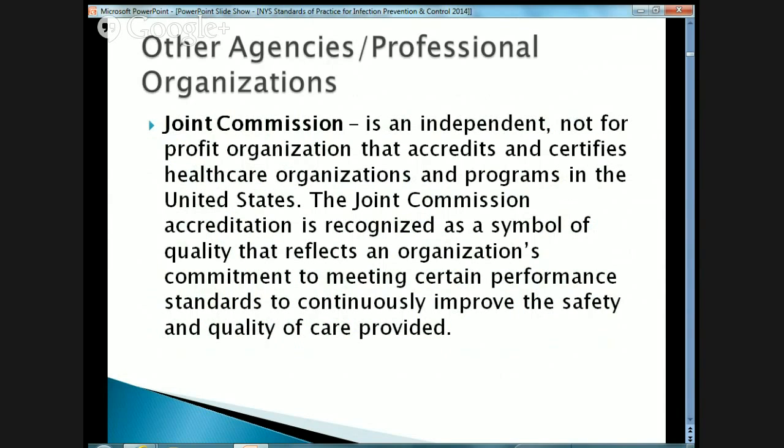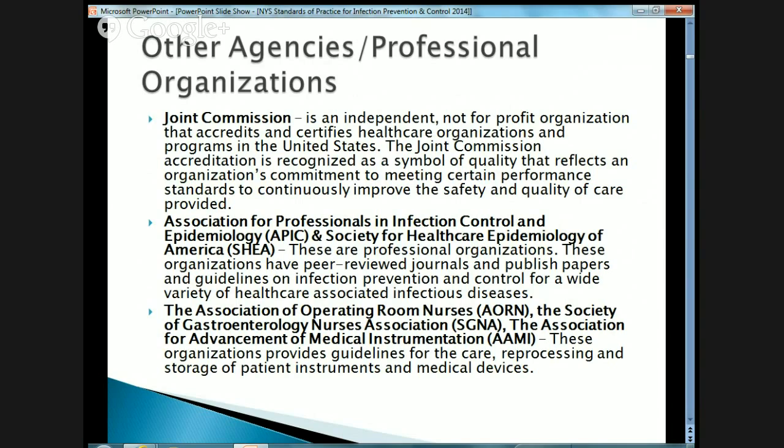And my favorite, Joint Commission. That's how we get our recognized accreditation to get CMS payments, and so we have to follow what their requirements are. The Association for Professionals in Infection Control and Epidemiology, that's my group. Society for Healthcare Epidemiology of America is the physician group, and we do talk to each other. And then you have the AORN, the Association of periOperative Registered Nurses, which gives standards of practice for the OR and OR type suites. And then you have the Gastroenterology Nurses Association, which also does that for GI suites.